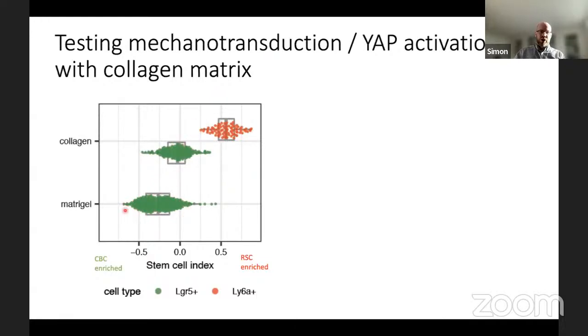In Matrigel, when you do single cell analysis, you just have a population of crypt-based columnar-enriched stem cells. But in collagen, you get this new population arising of regenerative enriched stem cells. So we have a whole new population of stem cells that arise from simply growing organoids in collagen, where the collagen is pulling on the cells, activating YAP, which we can see here in this next slide.